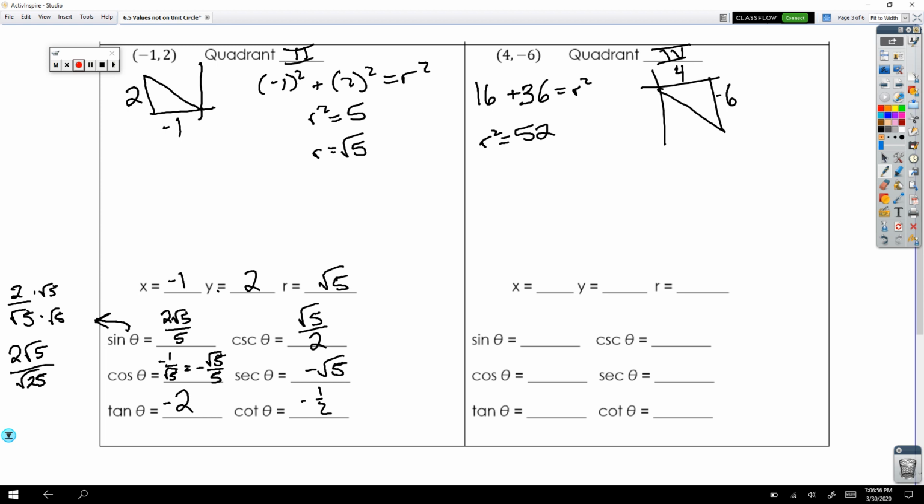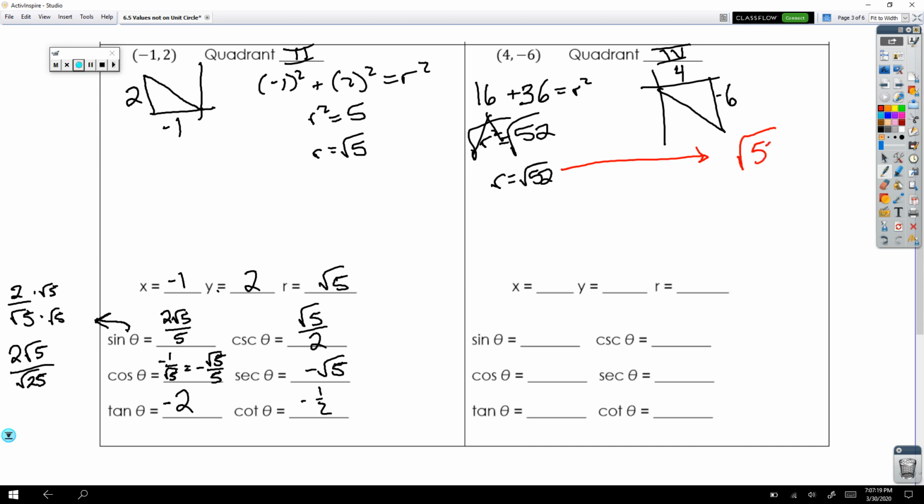Now, I see an issue here when I go to square root both sides. I'm going to have r equaling the square root of 52. But the square root of 52 can be simplified. So you always want to start by simplifying any radicals that you can first. So let's look at simplifying the square root of 52.